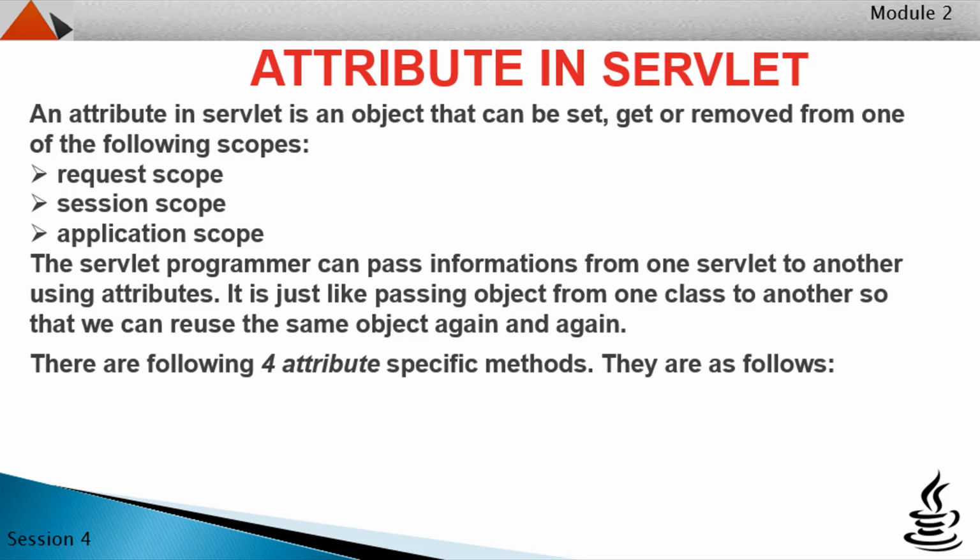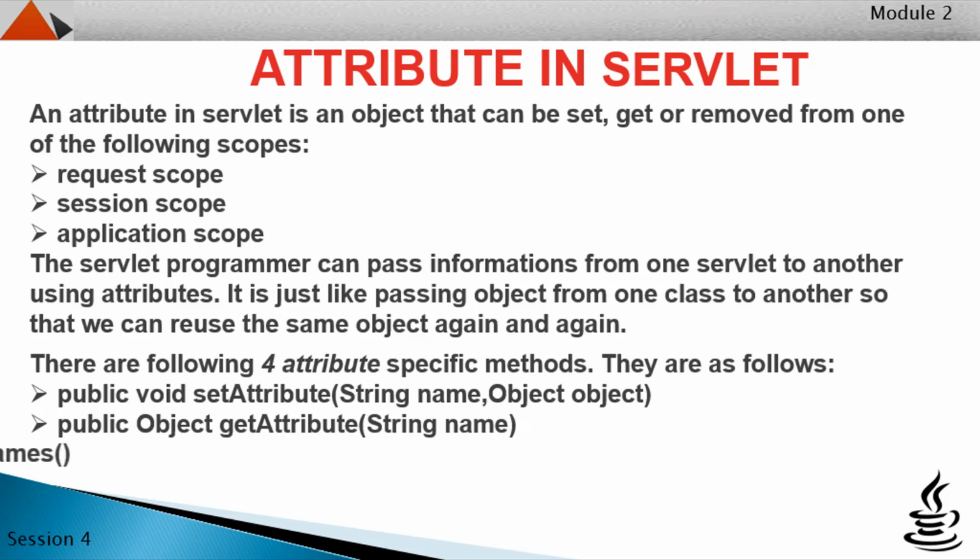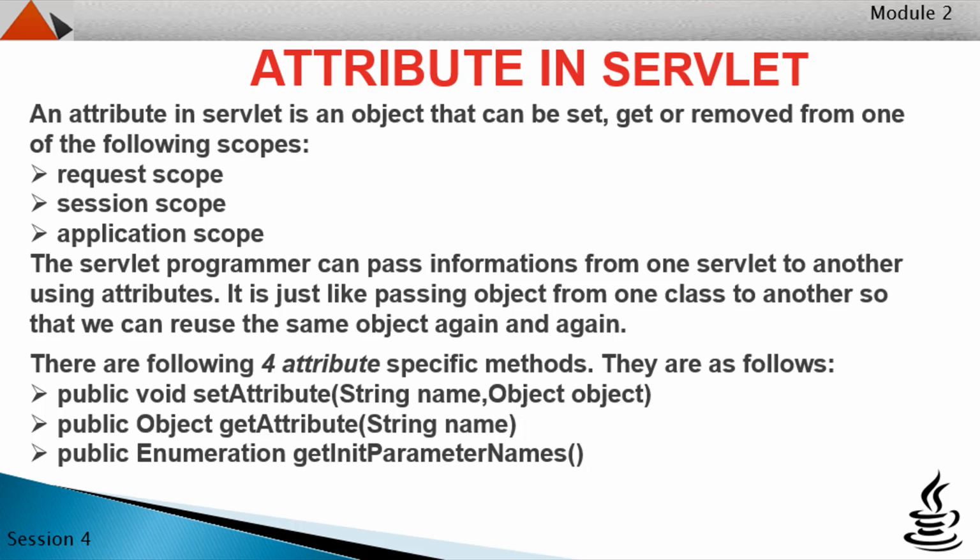They are as follows. The public void setAttribute(String name, Object) method sets the given object in the application scope. The public Object getAttribute(String name) method returns the attribute for the specified name. The public Enumeration getInitParameterNames() method returns the names of the context's initialization parameters as an Enumeration of String objects. And the public void removeAttribute(String name) method removes the attribute with the given name from the Servlet context.